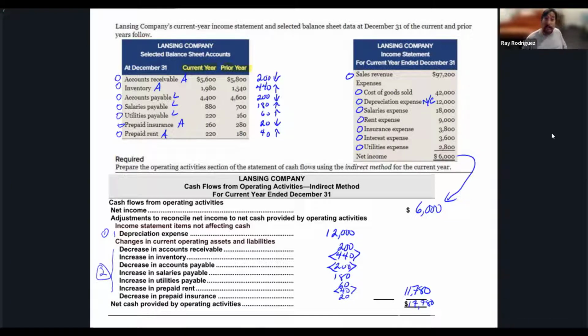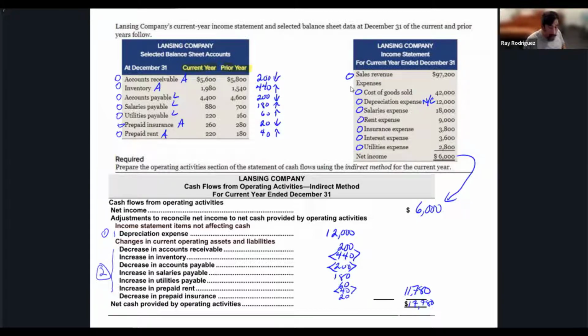Okay, we've got these two in-class problems that are very similar to homework problems. The first one is create just the operating activity section using the indirect method. And the second problem, you're asked to create the entire cash flow statement, again, using the indirect method.